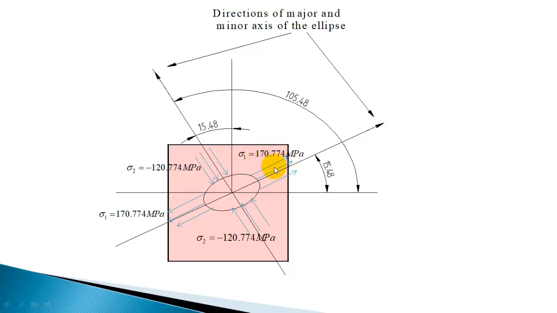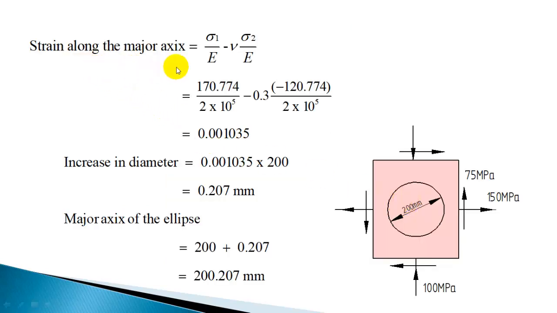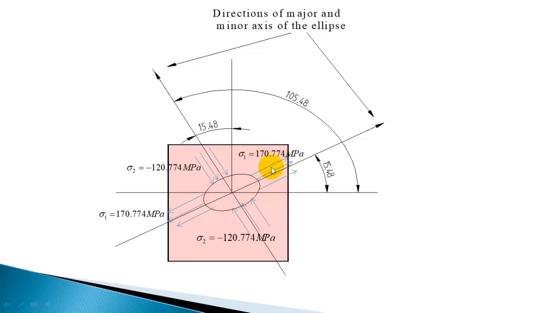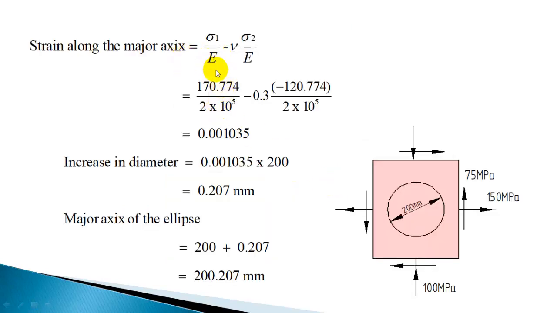So that is this stress divided by Young's modulus. That will give the direct strain, and the lateral strain due to the other stress you should also find out. That will be minus nu sigma 2 by E. So you can use that expression to find the strain in the major axis direction and the strain in the minor axis direction. So the strain along the major axis will be sigma 1 by E minus nu sigma 2 by E. That is sigma 1 by E in this direction, minus nu sigma 2 by E. So that will be the strain along the major axis.